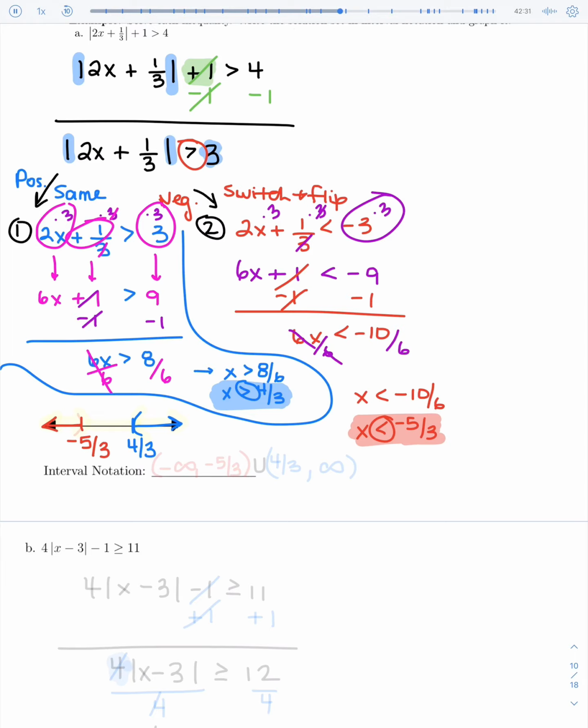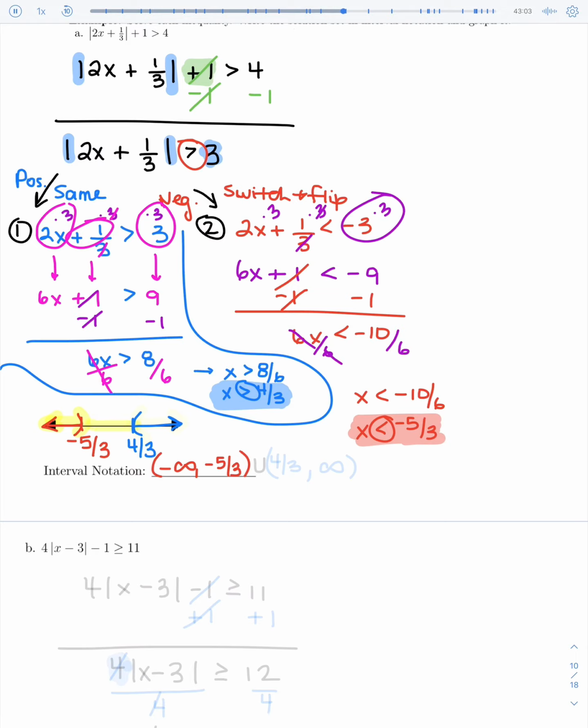There's no equal to, so again, we have to use parentheses, not brackets. However, notice that this time we're getting an interval notation that has two pieces. This first piece, reading it from left to right, would start out with negative infinity up to negative 5 thirds. Remember, there's a parentheses at negative 5 thirds because there's one on our graph because we didn't have an equal to. Negative infinity, though, no matter what, will always have a parentheses.